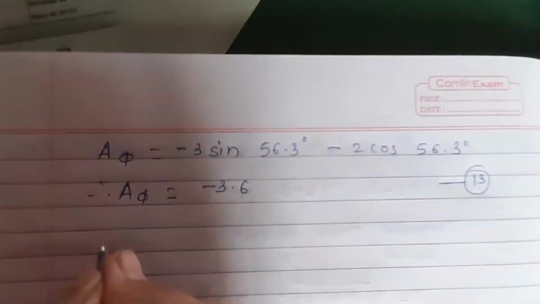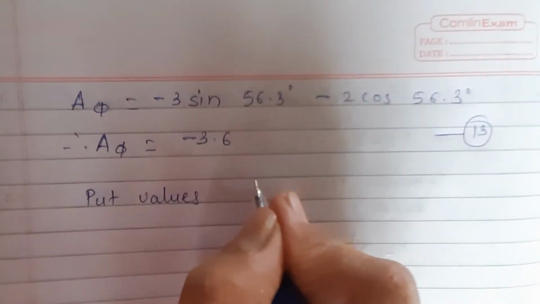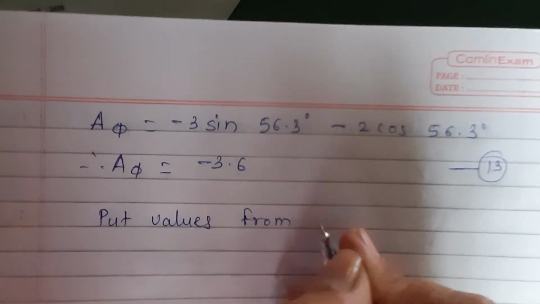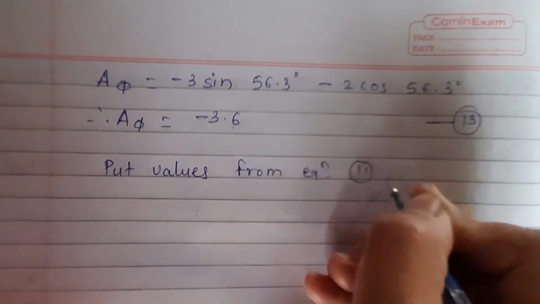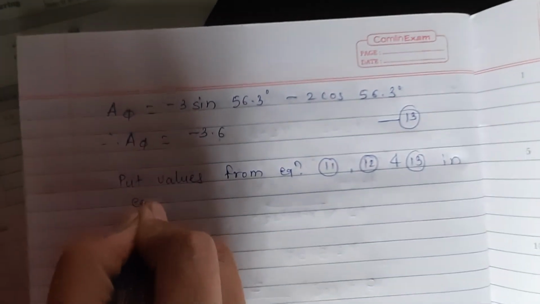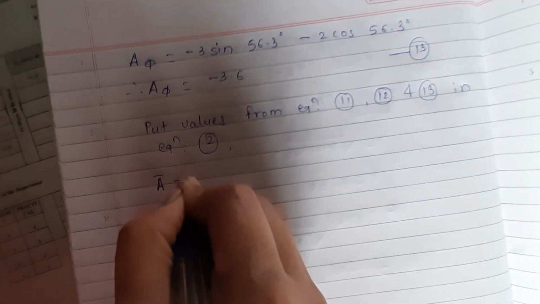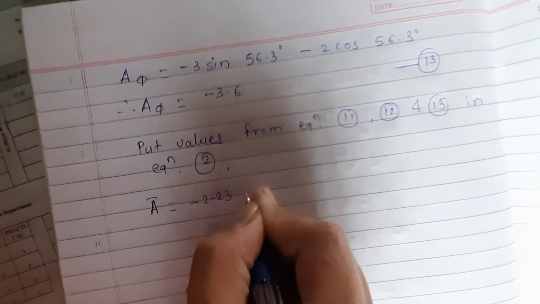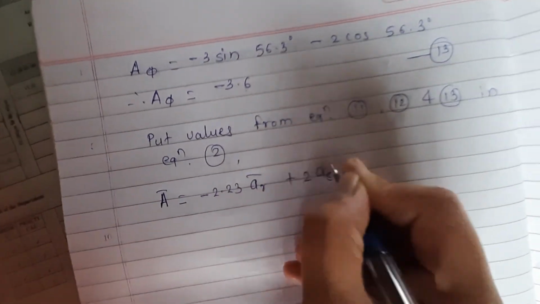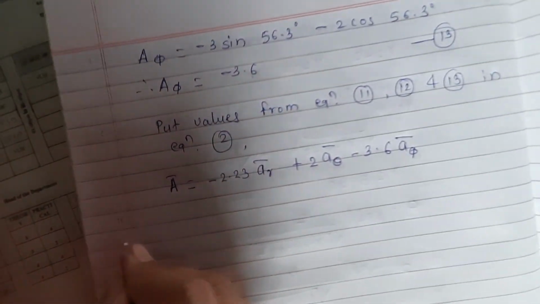So we put these values from equations 11, 12 and 13 in equation 2, that is the previous equation. So our final answer is A bar is equal to minus 2.23 AR bar plus 2 A theta bar minus 3.6 A phi bar. This is our final answer.